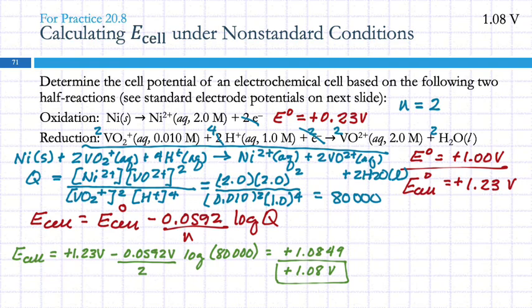There's a bunch of different skills combined in that problem, right? We have to know how to combine half reactions to make an overall balanced redox equation. We have to be able to calculate Q. We have to be able to calculate the standard cell potential. And then we need to use the Nernst equation. Yep, welcome to Chem 1B.